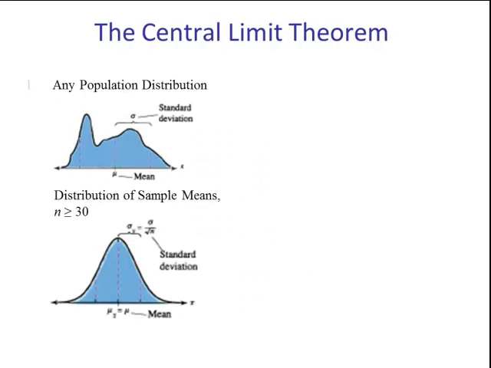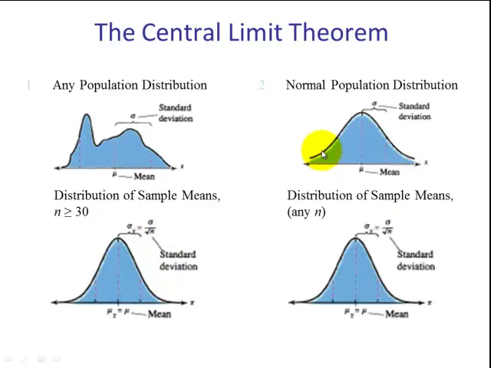Here's a visual. For any population distribution, the distribution of the sample means for size n greater than or equal to 30 will become normal. It will have the same mean as the population, and the standard deviation will be smaller. If the original population is normal, the sampling distribution of the means for any sample size will become normal, will have the same mean as the population mean, and the standard deviation will be smaller.